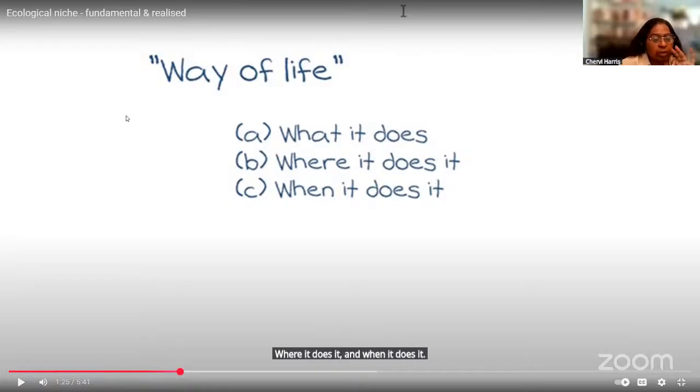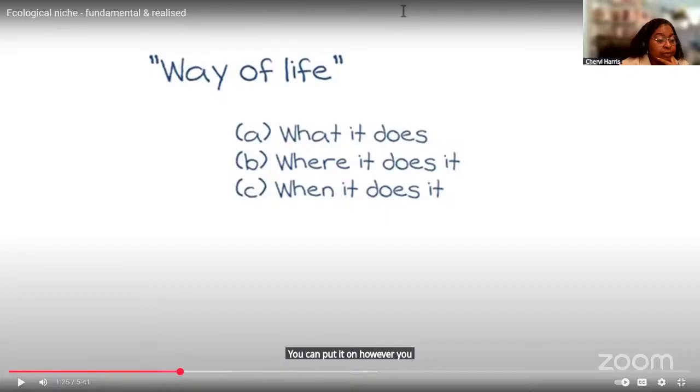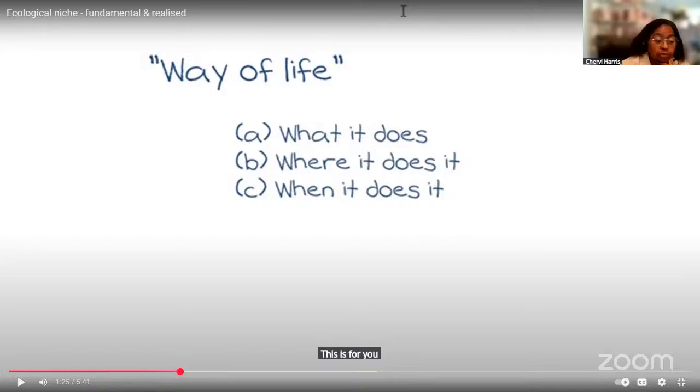Because what I'm going to have you all do is go back and look at it, and put it however you make notes for yourself. Somebody asked me, do we put it on a doc? You can put it on a doc, however you make notes for yourself. You're not turning this in. This is for you. So you could do it on scratch paper.